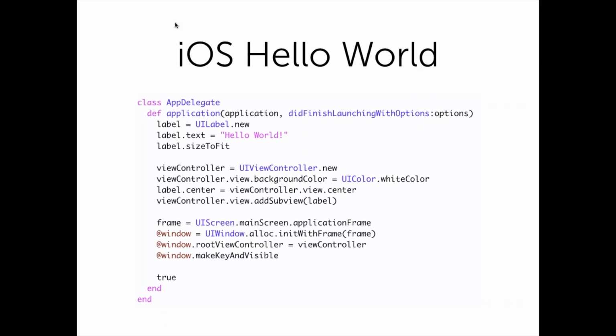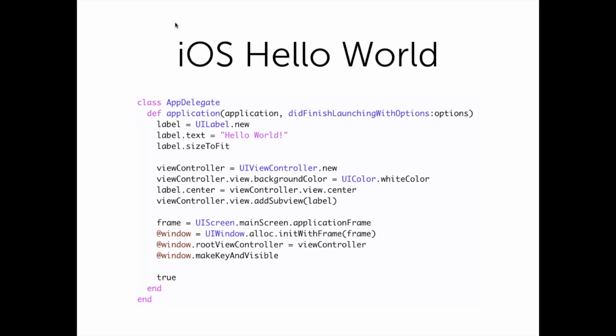The same thing goes for the methods. For example, makeKeyAndVisible, the method that's called on the window at the very bottom, is an Objective-C method, and we can just call it right here in Ruby code. And finally, as you can see, we actually create a method called application:didFinishLaunchingWithOptions, which is a method that we create on the AppDelegate class. And this is how you actually start the entry point of a typical iOS application. You need to implement one of those methods on your application delegate, which will be instantiated by the iOS system.